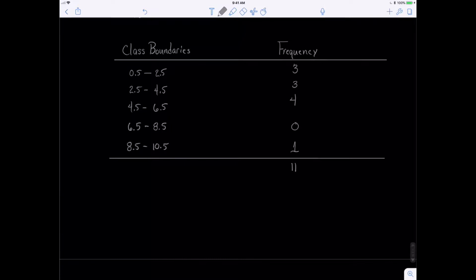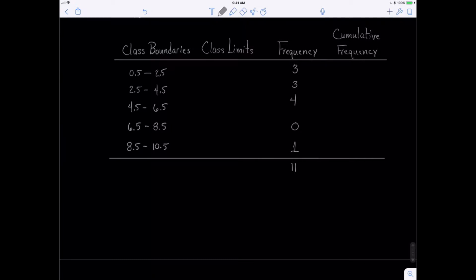And here are the new columns we're going to add. The first one will be class limits. And the last one will be called the cumulative frequency. All right, here we go.